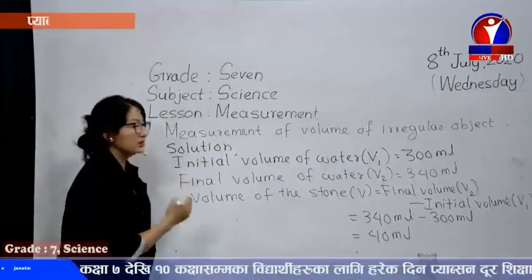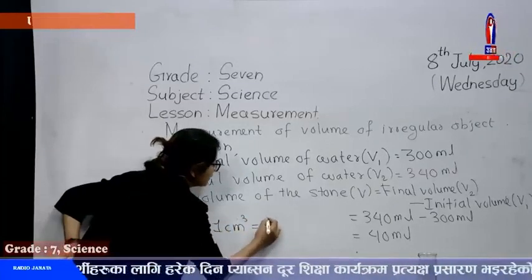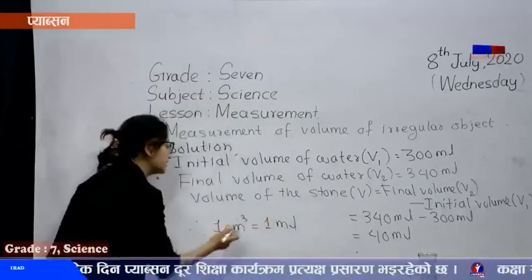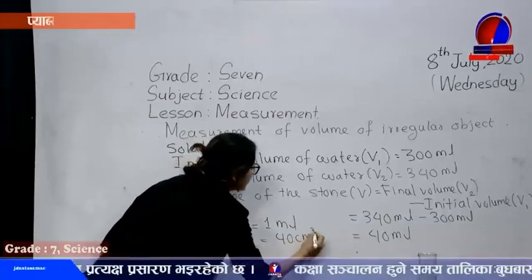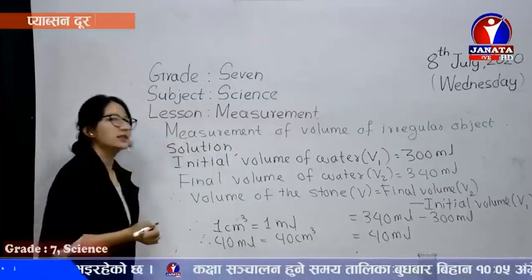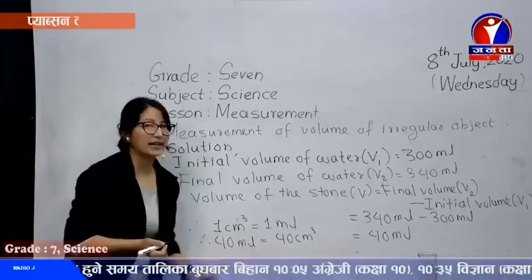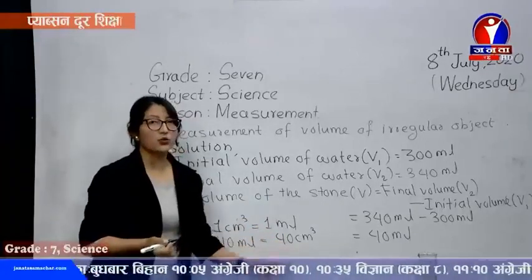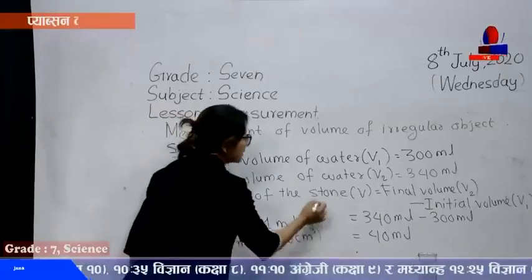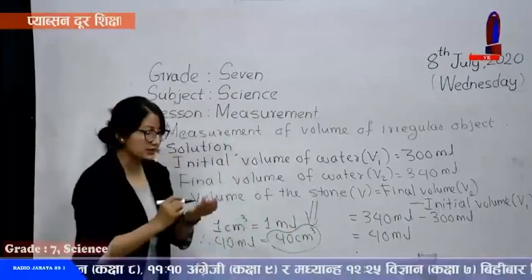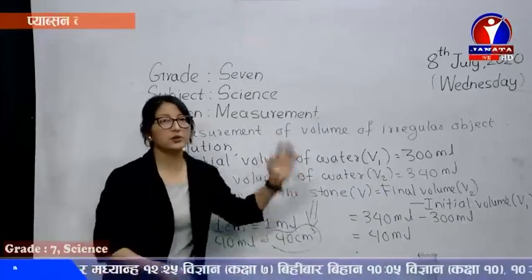In the previous relation, we learned that 1 centimeter cube is equal to 1 ml. So we can easily say 40 ml is equal to 40 centimeter cube. According to the relation, 1 ml is equal to 1 centimeter cube. So this is the volume of the irregular object, that is the stone. This is how we calculate the volume of an irregular object.